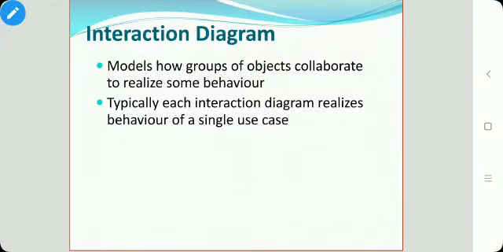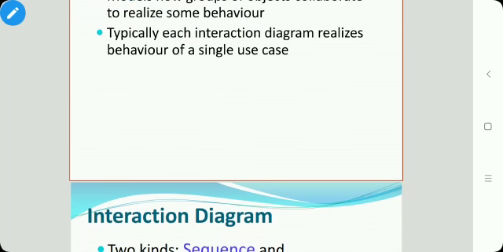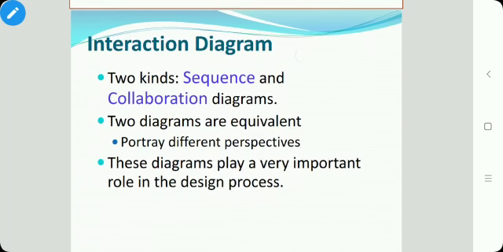Dear students, in this section we will see interaction diagram. Interaction diagrams are the models that describe how a group of objects collaborate to realize some behavior. An interaction diagram shows a number of example objects and the messages that are passed among these objects. So basically there are two types of interaction diagram, sequence diagram and collaboration diagram.